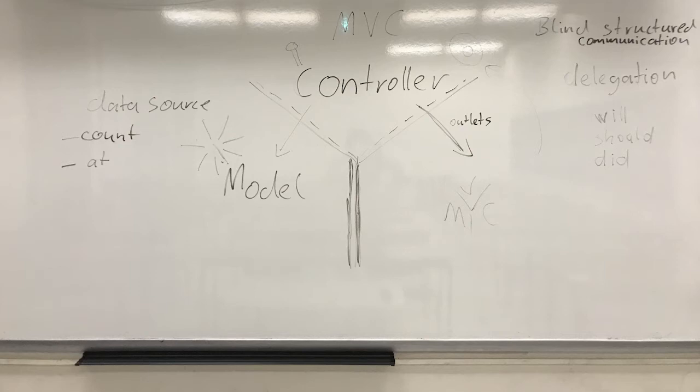Any thoughts, any ideas? How does communication work between the controller and the model? Julian? Controller talks to the model? Controller can tell, yes, very good. In terms of telling the model to give it specific data?